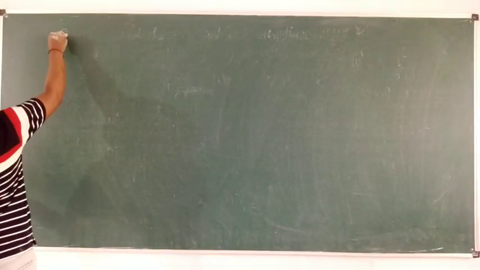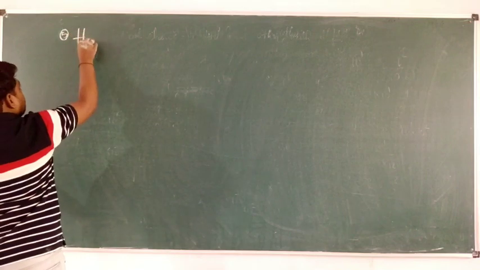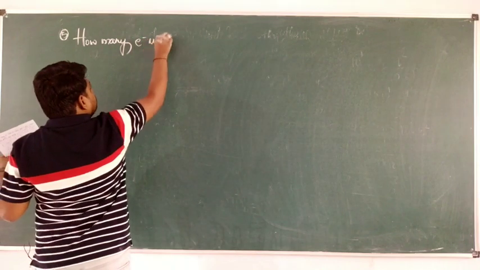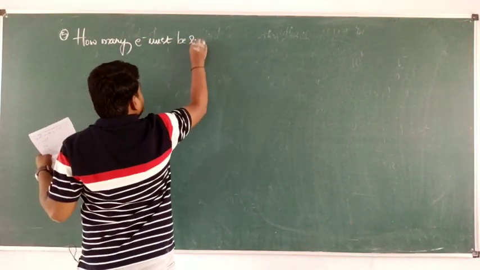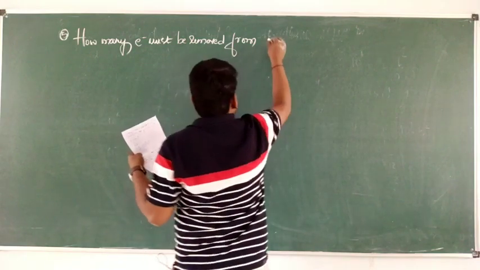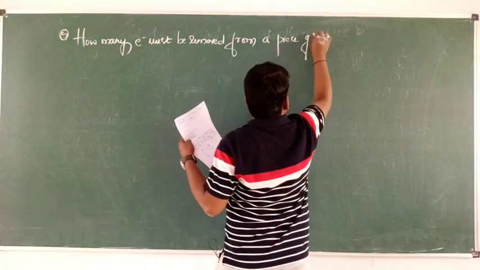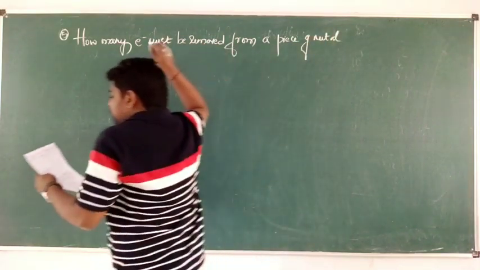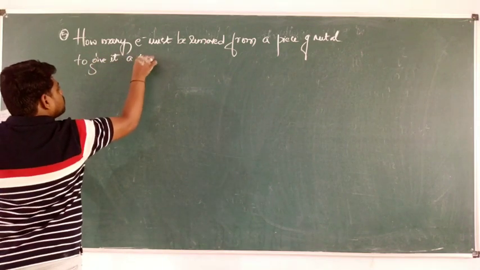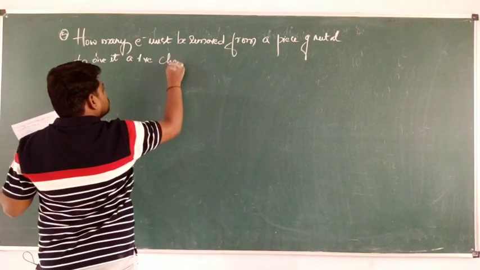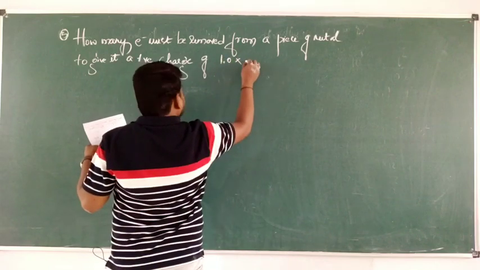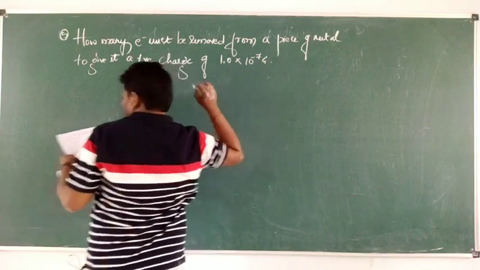Problem number 5. The question is, how many electrons must be removed from a piece of metal to give it a positive charge of 1.0 into 10 to the power of minus 7 coulombs.